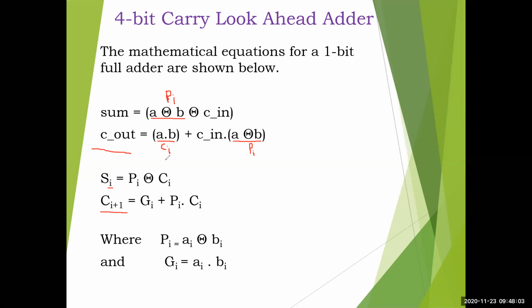That is equal to, sorry, I have made a mistake, it is gi, generate. So gi I will substitute for a dot b, and a XOR b is pi, which I have written first, and c in I have substituted as ci. So this is the equation. If you remember it, you can build any n-bit carry look ahead adder. So si equal to pi XOR ci, and ci plus 1 equal to gi plus pi ci. What is the value of i here? It depends on the number of bits: i equal to 0, 1, up to n minus 1.